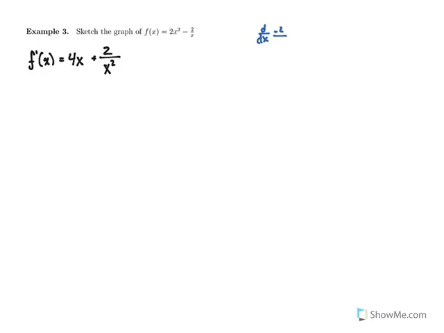Let's note that the derivative of negative 2 over x is the derivative of negative 2 x to the negative 1, which is decrease the power by 1 and bring the power out in front: 2x to the negative 2. So let's set this derivative equal to 0 and solve, to find the critical points.